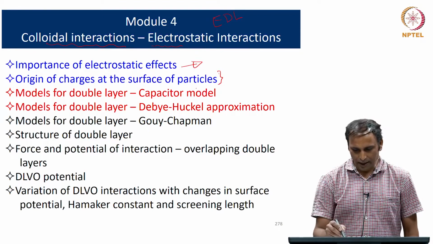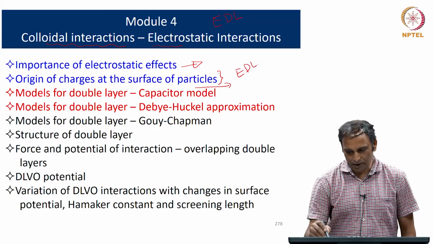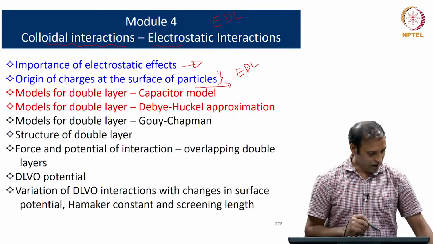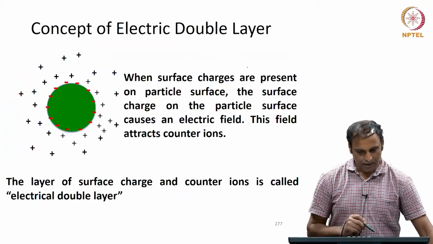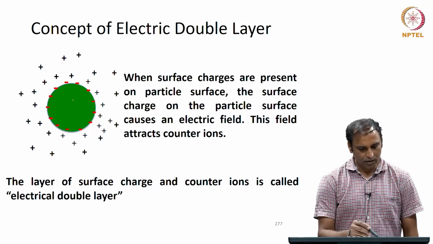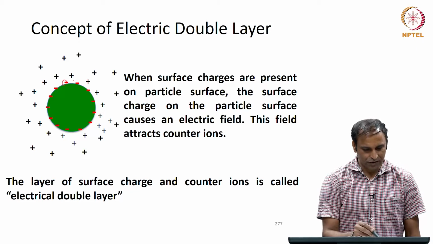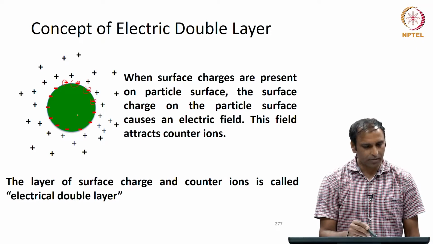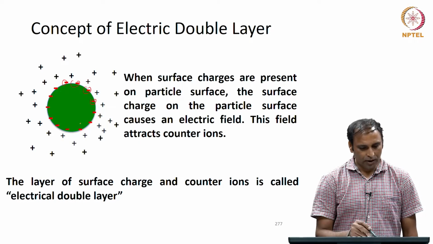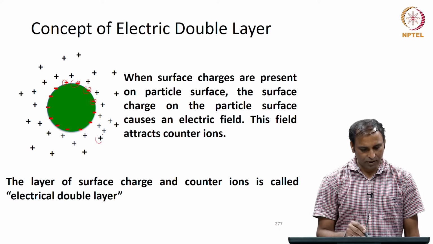I had also mentioned the electrical double layer concept. I just want to quickly recap that. What you are looking at is a colloidal particle which has negative charges, represented by minus here, and of course you are going to have these counter ions, right.